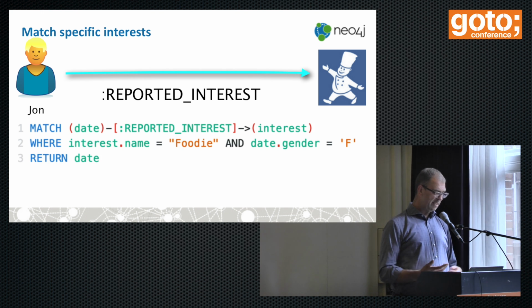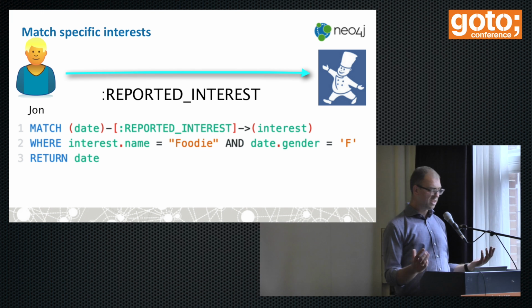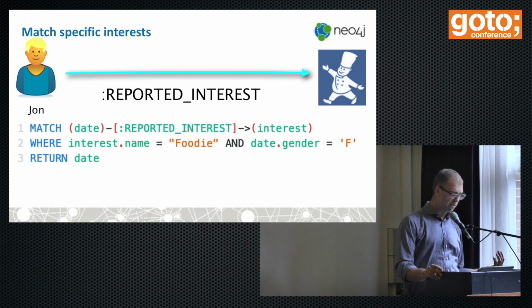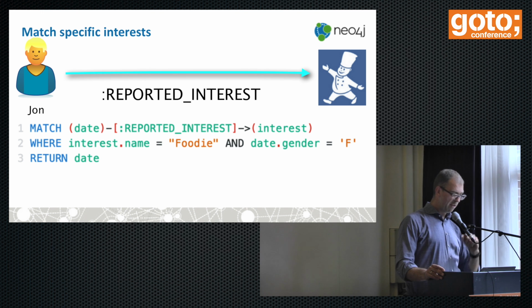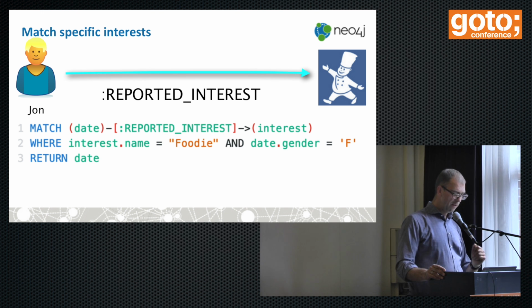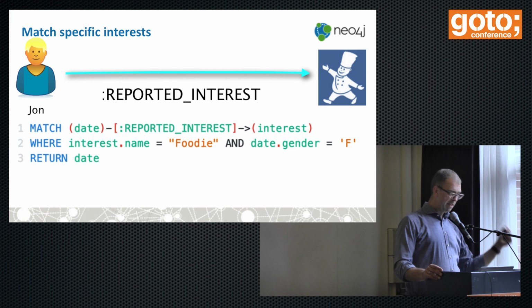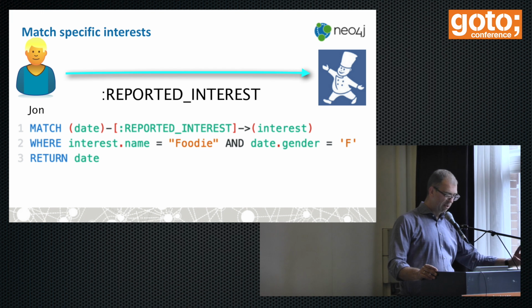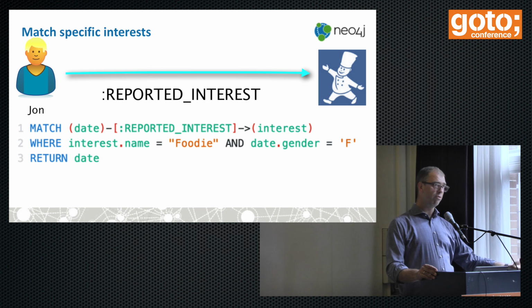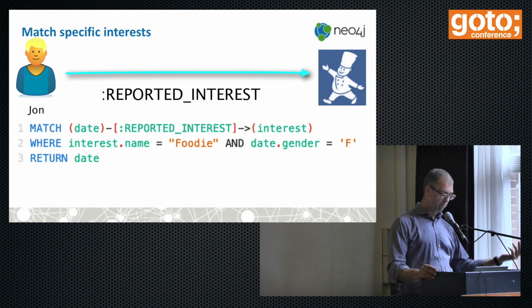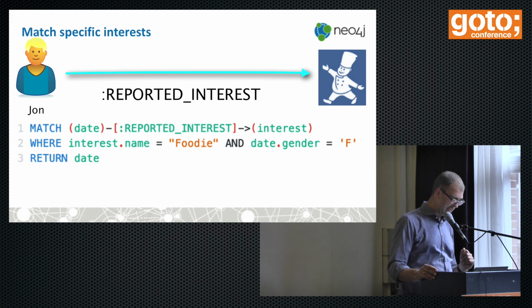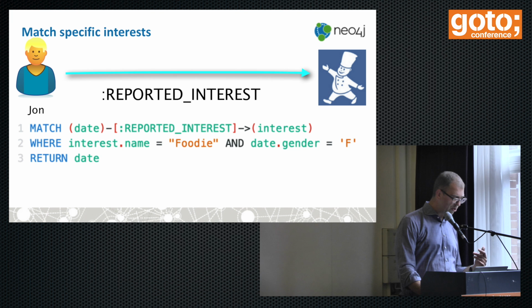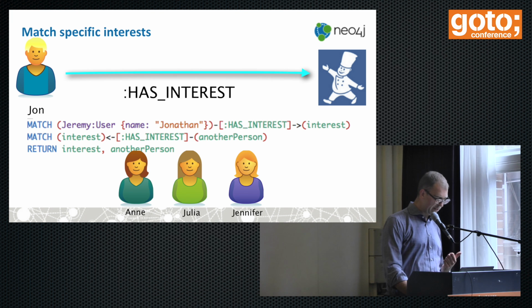So for example, in this particular case, if I want to match for some specific reported interest, I can say, okay, look for an interest that is foodie. So for me, I'm interested in foodie. The date that I'm looking for should also have that kind of a reported interest. And of course, in my particular case, have a gender equal to F. So that's how you would match for those particular interests.